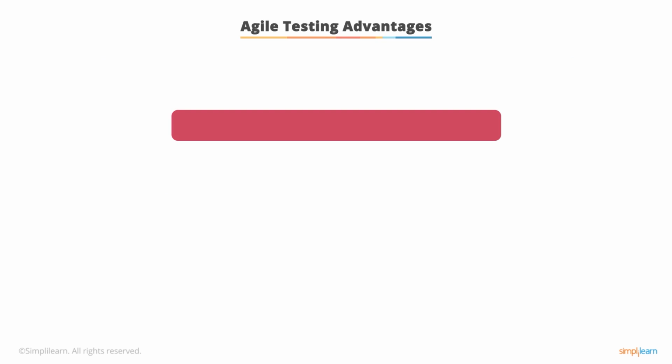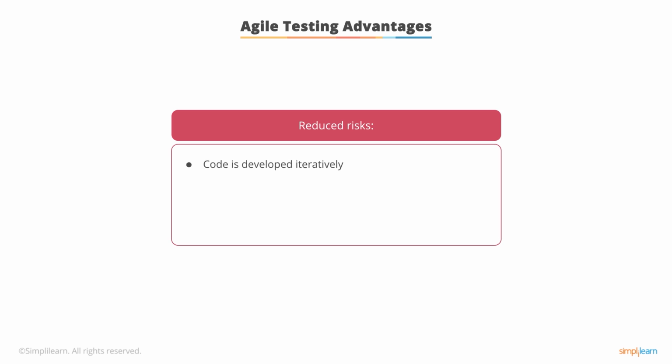Agile testing advantages. Let's take a look at some of the advantages of Agile testing. First, there's reduced risks. A basic practice of Agile is to develop code iteratively over many sprints. Typically, a sprint will not last longer than 4 weeks. The benefit of the iterative approach is that issues are uncovered quickly and thus resolved quickly. In other words, problems appear early and are fixed early. This reduces software development risks significantly.